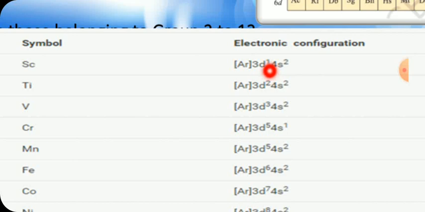So now, the last electron: is it 3d1 or 4s2? 3d1 is the last electron. It enters into which orbital? D orbital. Hence scandium belongs to D block.